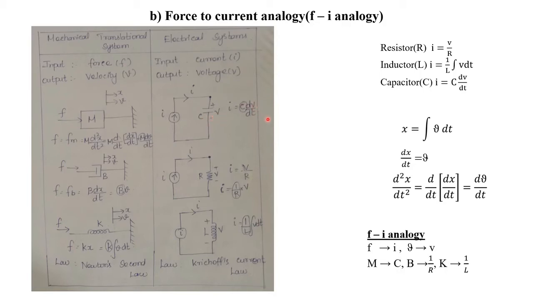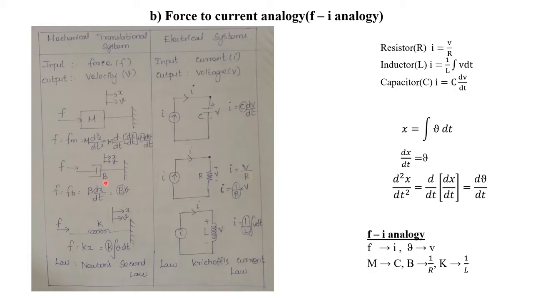Now these two equations are in the similar form. See here, the input force will be equal to M into differentiation of the output velocity. Here the input current will be equal to C into differentiation of the output voltage. Now we can equate this M into C. Understood?